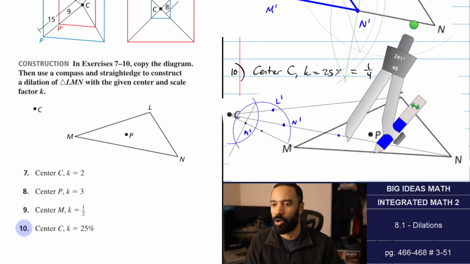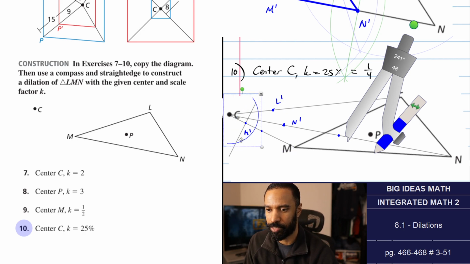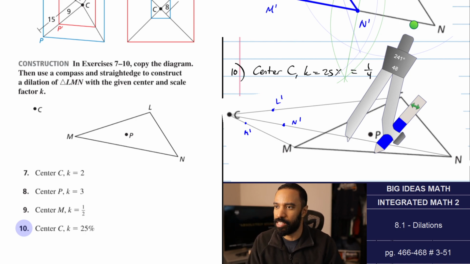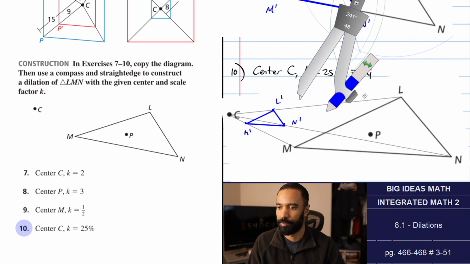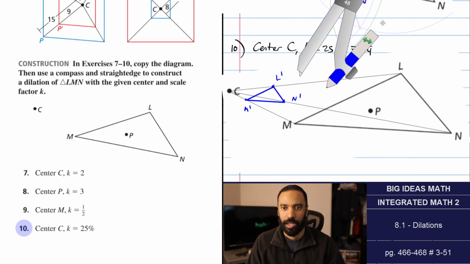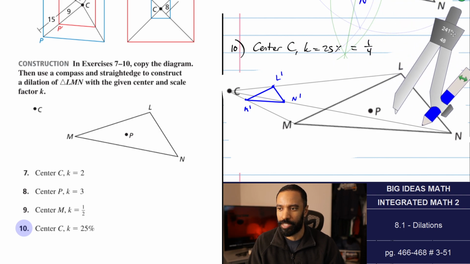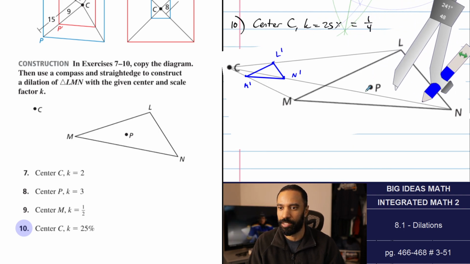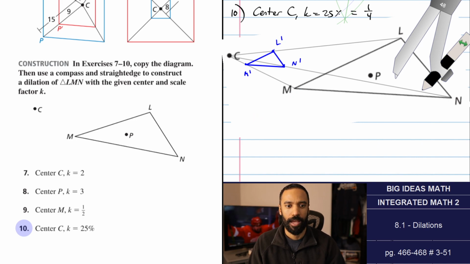Okay, so now we'll connect those dots. Once I get rid of all this, let's even get rid of that guy and that guy. All right, now we get to connect these dots. Not C, but L prime, N prime, and M prime. And this is a reduced triangle, best as I can do there. That's a reduced triangle compared to your original. A quarter the size, a quarter the distance from C. All right, that's number 10.